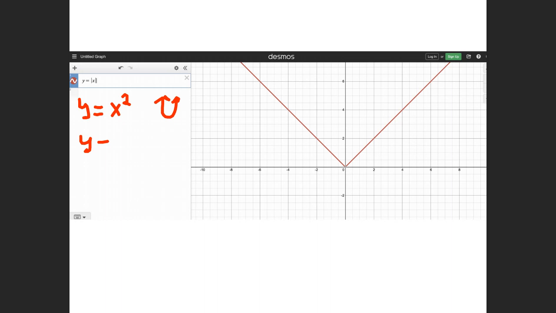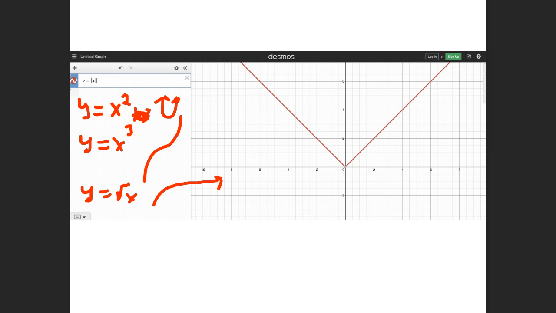Y is equal to x to the third. This is a parent function of a graph that looks something like this. Y is equal to the square root of x. That graph looks like this. Okay, and these are called parent functions because if I did x squared plus 3, that's not a parent function anymore because I just added 3 to the back side of it. So a parent function is just the very basic function, and then we can transform that.